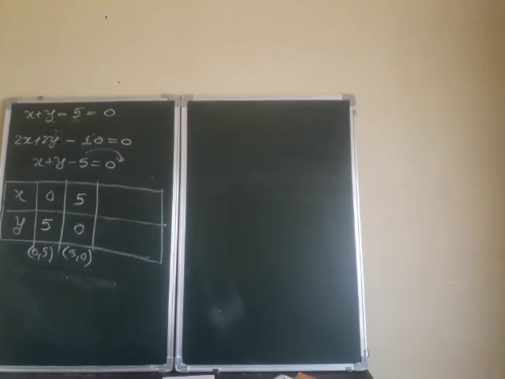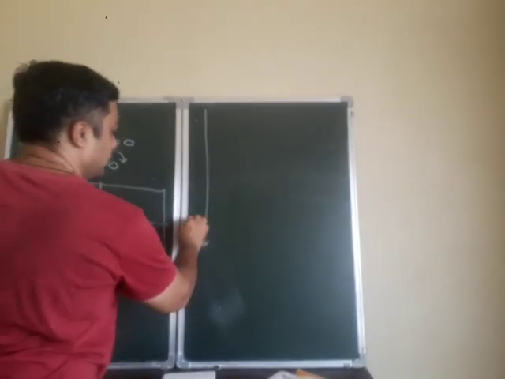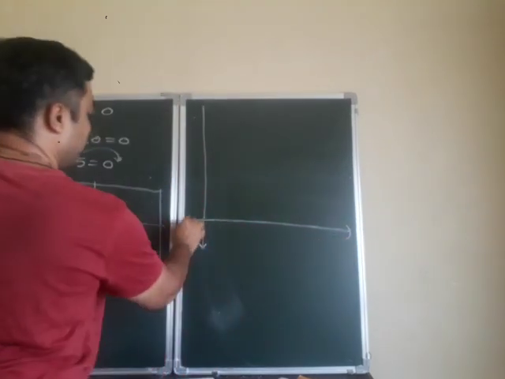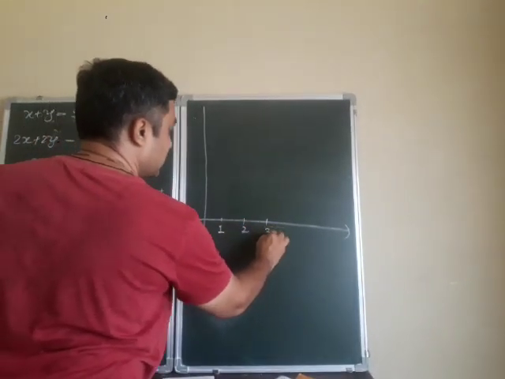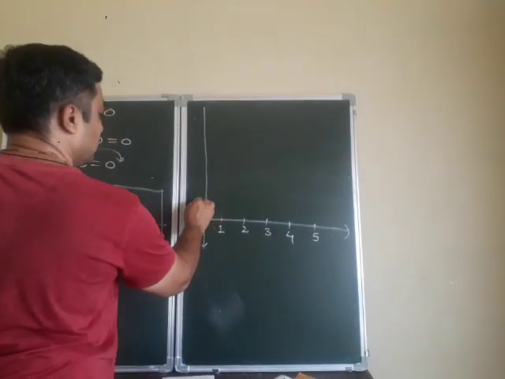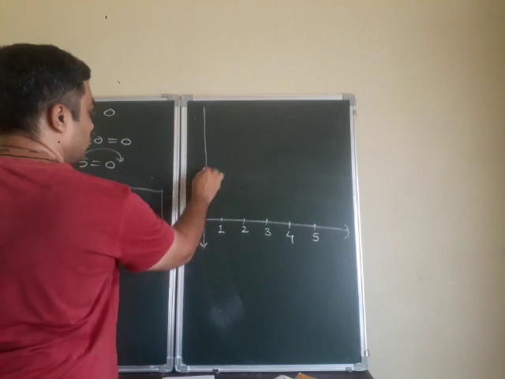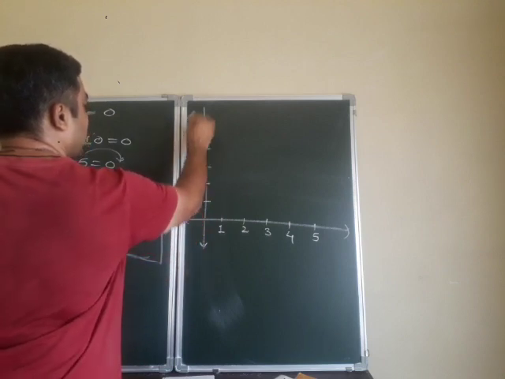See, chalo, ready. So see, two points are here: (0, 5) and (5, 0), and both are in the first quadrant. Fine. It means on the positive zone. So see, 0 then 1, here is 2, here is 3, here is 4, and here is 5. Same way, 1, here 2, here is 3, here is 4, and here is 5.